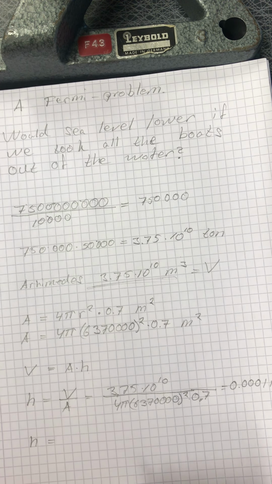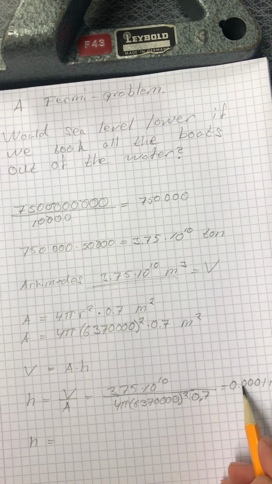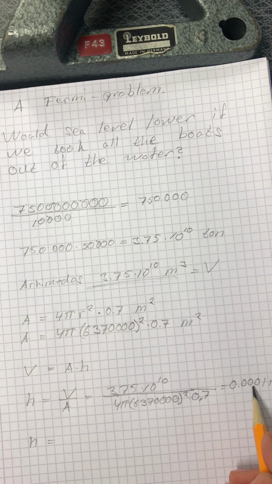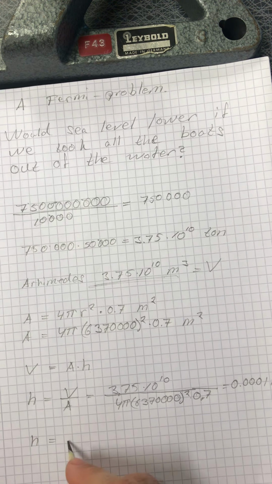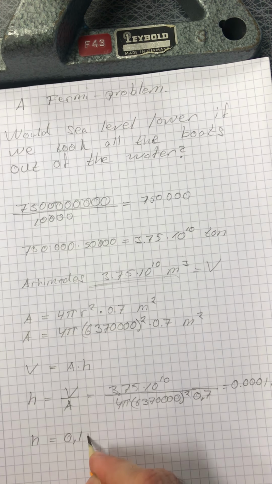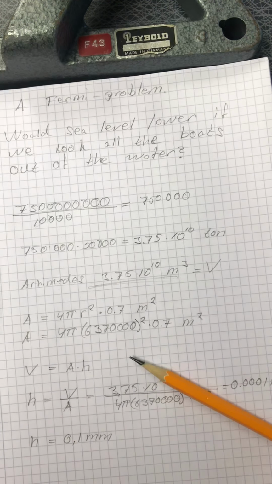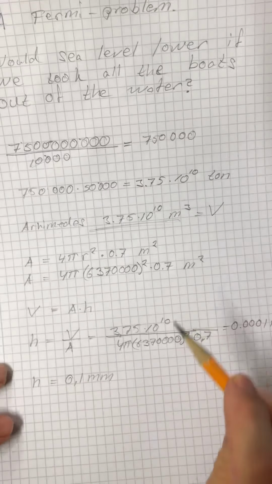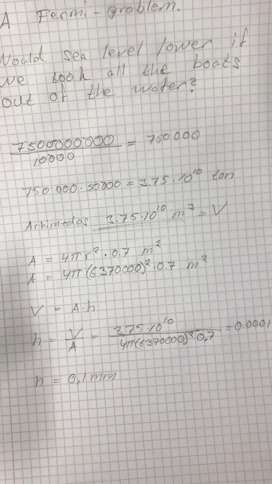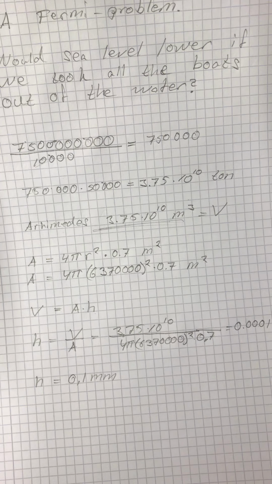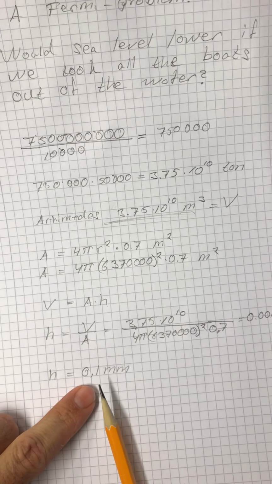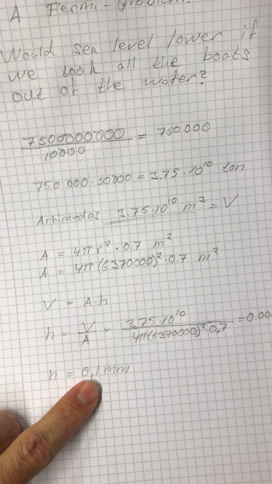Or if you want a unit that's more comprehensible, you can move the comma 3 steps and we get 0.1 millimeter. So you could say that if you took away all the ships, the boats on all the oceans of the Earth, the sea level would go down by 0.1 millimeter.